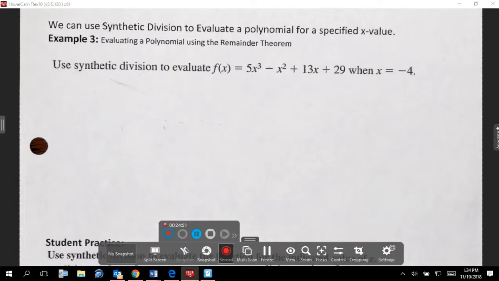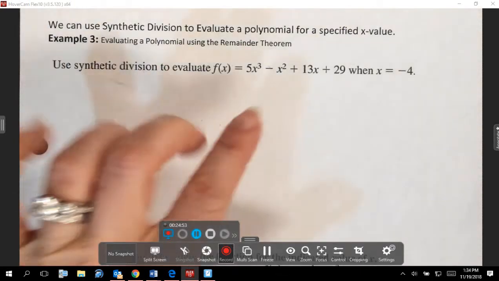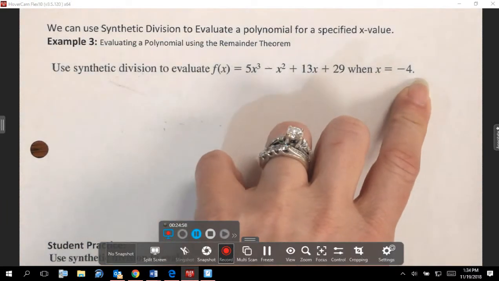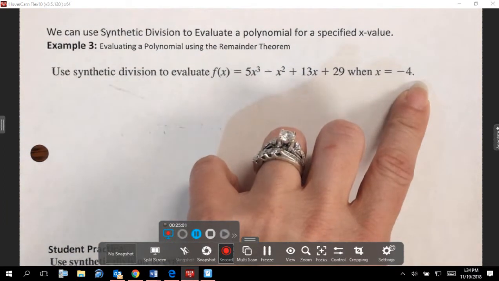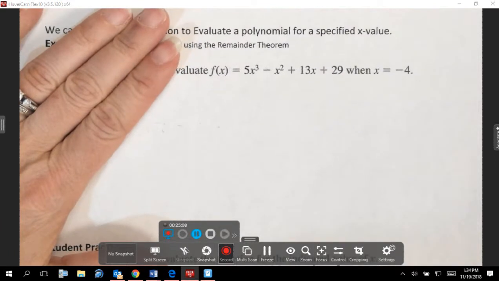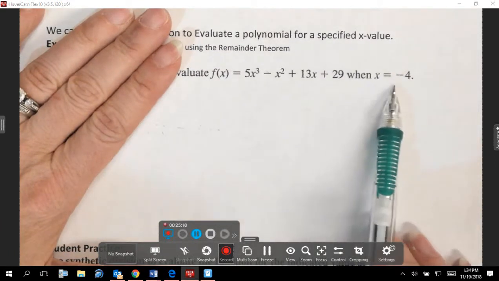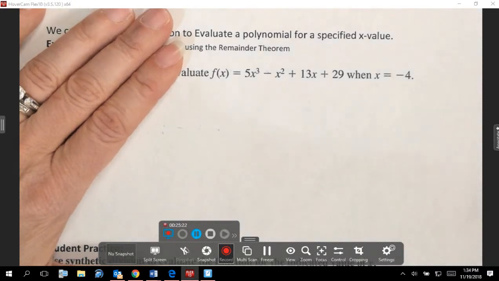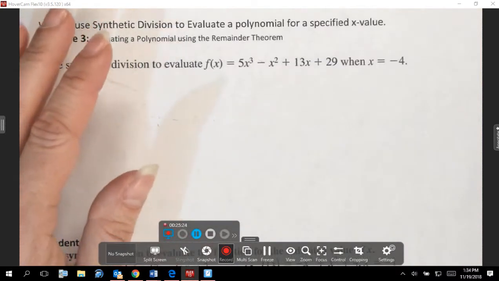So the last section says use synthetic division to evaluate this equation, f of x, when x equals -4. How would you do that without me even telling you? Let me rephrase that. How would you do it without the words use synthetic division? How would you evaluate that for x equals -4? You just plug in -4 and find the answer. That is a method. You do not have to learn any method except for this 1 week.